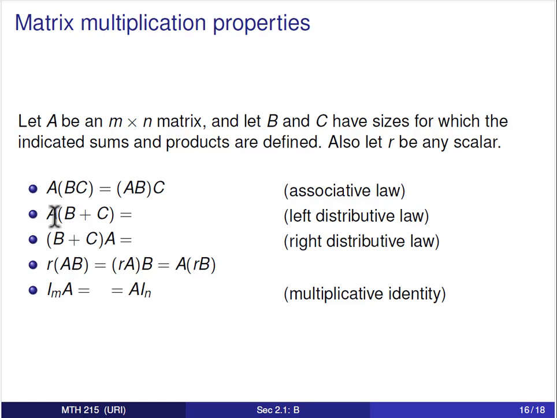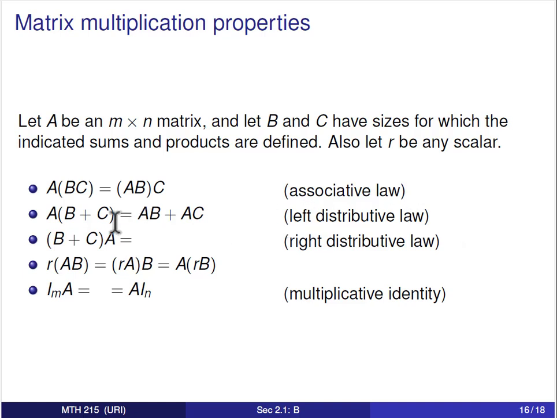If you have A times B plus C, and we're assuming that A, B, and C all have the right dimensions to make this work, then you would get the same thing you would get if you were to multiply A onto B and onto C respectively, individually, and then add the results together. So we can think of A as being distributed onto the B and the C, and the distributive law happens.